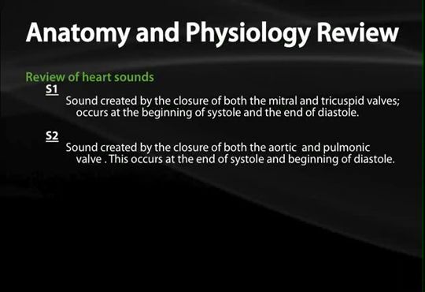Okay, so let's look at the heart sounds, S1, S2, S3, and S4. With S1, the sound is created by the closure of both the mitral and tricuspid valves. This occurs at the beginning of systole and at the end of diastole. The S2, the sound is created by the closure of both the aortic and the pulmonic valve. This occurs at the end of systole and the beginning of diastole.